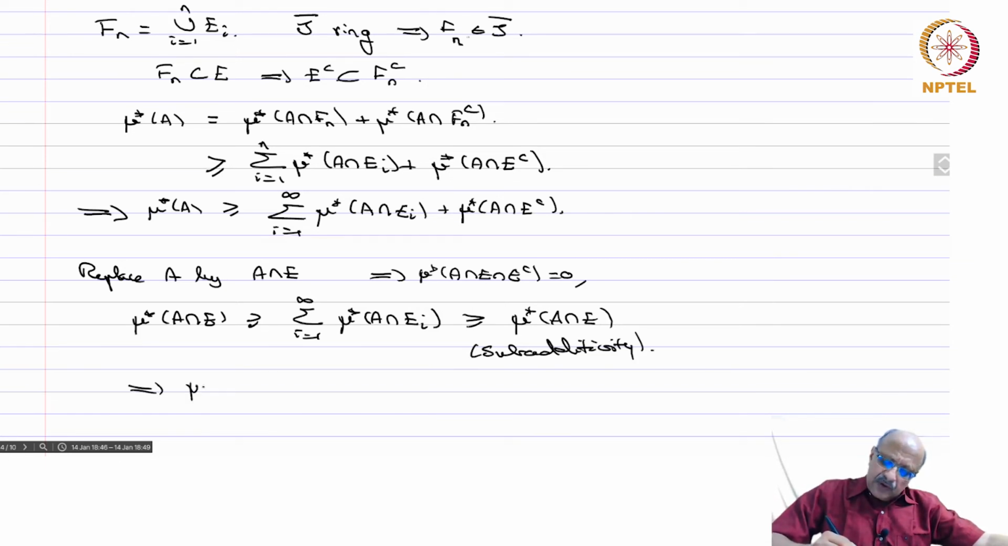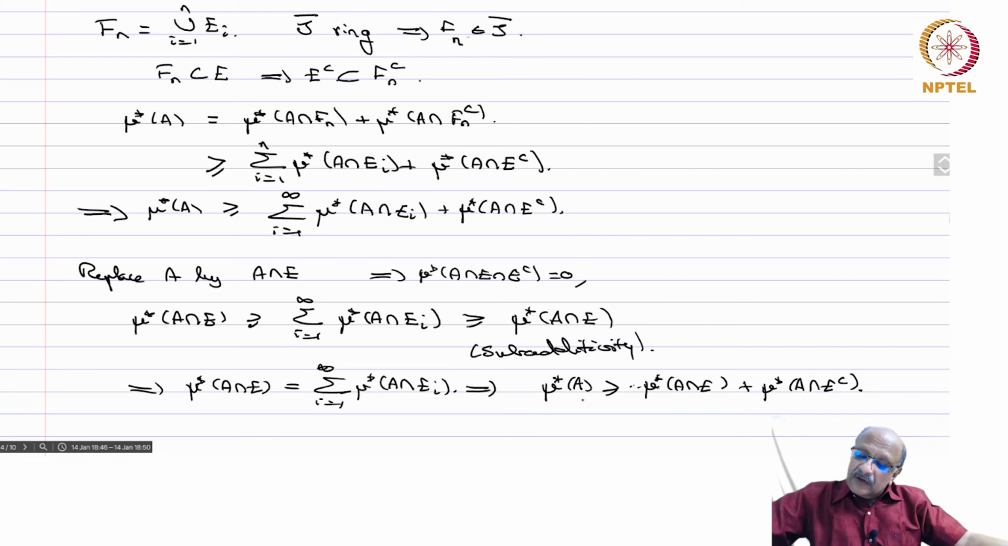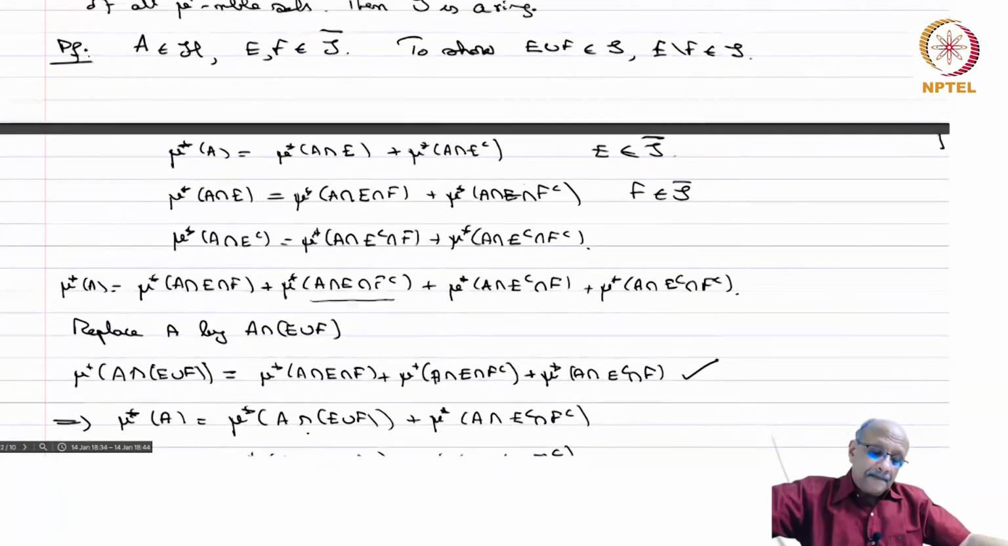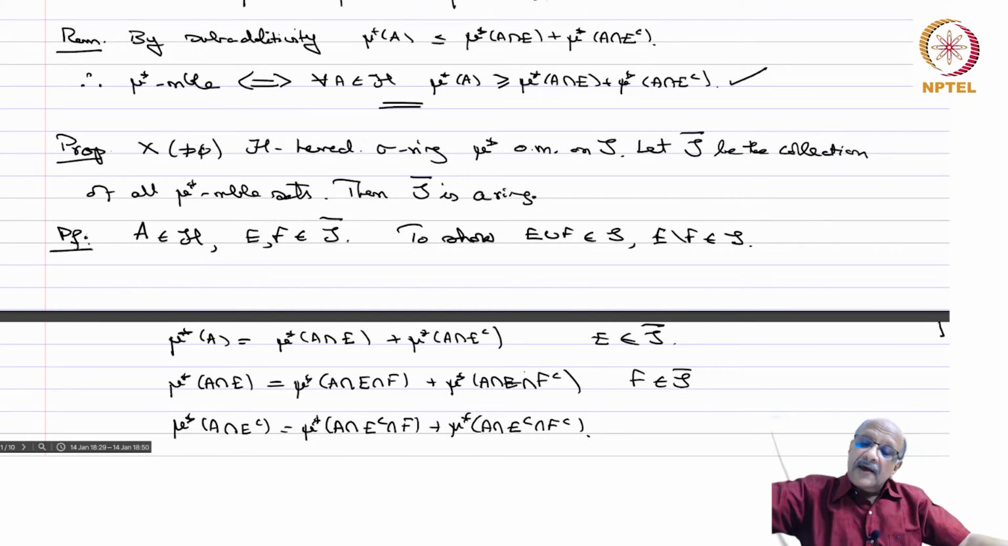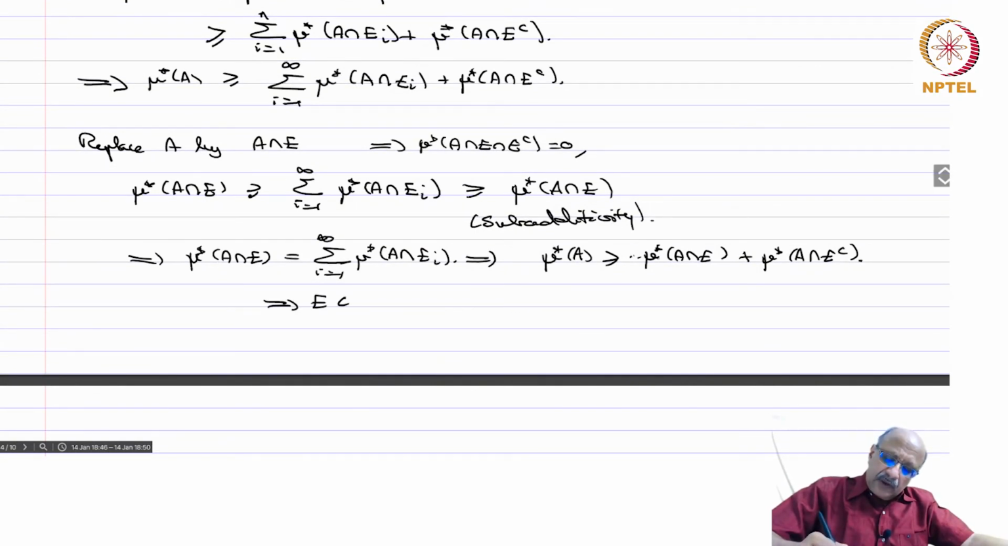So this implies that mu star of A intersection E equals the sum over i equals 1 to infinity of mu star of A intersection E_i, and this implies that mu star of A is greater than or equal to mu star of A intersection E, because that infinite sum is equal to that, plus mu star of A intersection E complement. And I already made this remark long ago that it is enough to prove the greater than or equal to inequality here, and therefore this implies that E belongs to S bar.